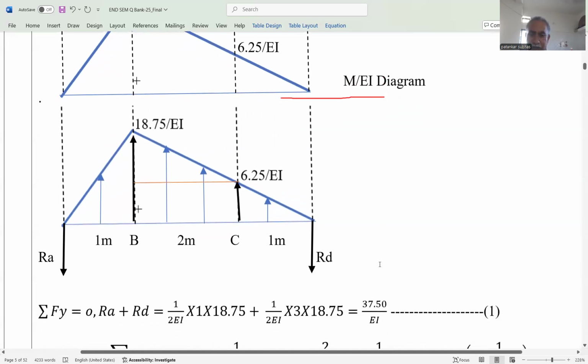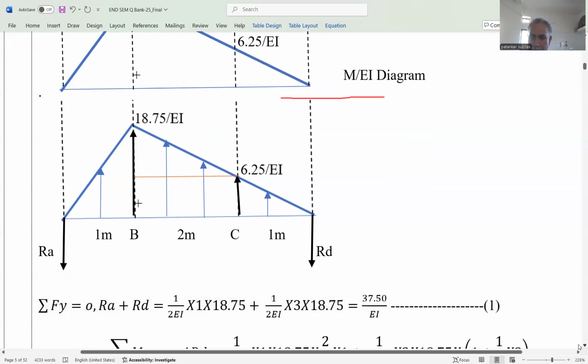Then we can find out the moment at point C. For the moment at point C, it is necessary to find the reactions at A and at B for the conjugate beam. Again, summation Fy is equal to 0. So RA plus RD is equal to the area of this triangle plus the area of this triangle, half base into height. In this way, we get RA plus RD is equal to 37.50 divided by EI. This is equation number 1.